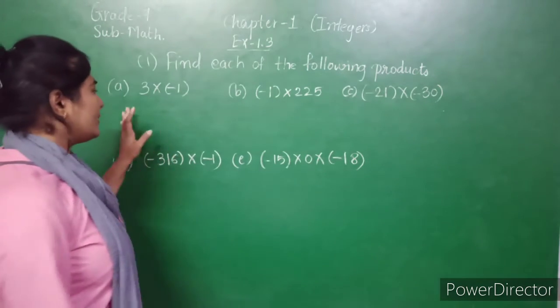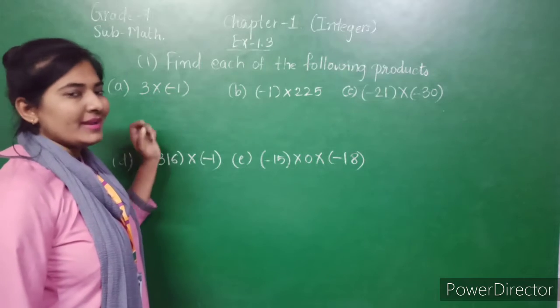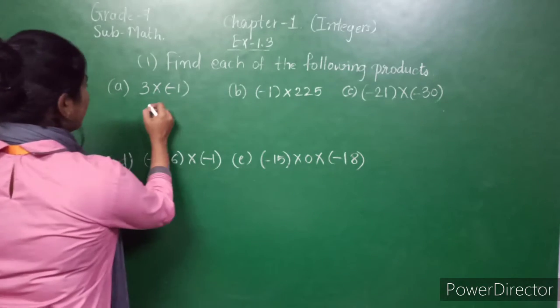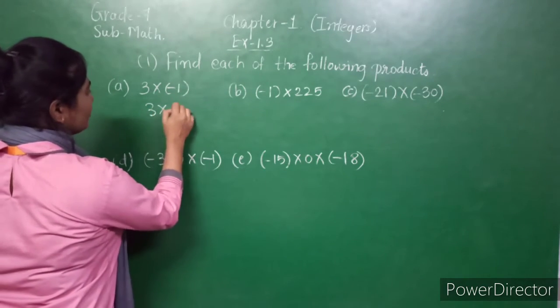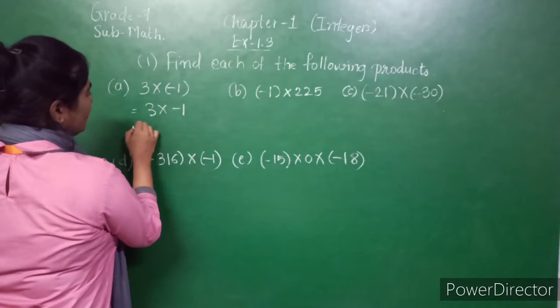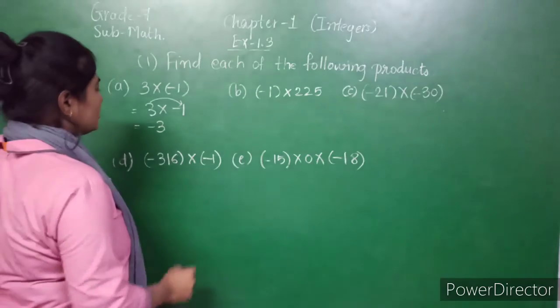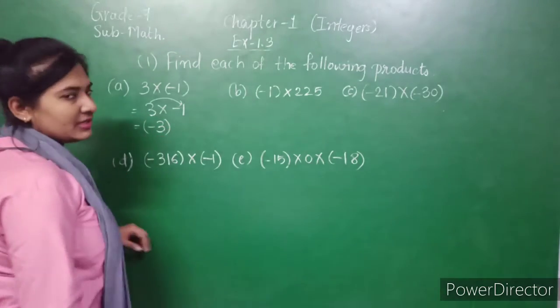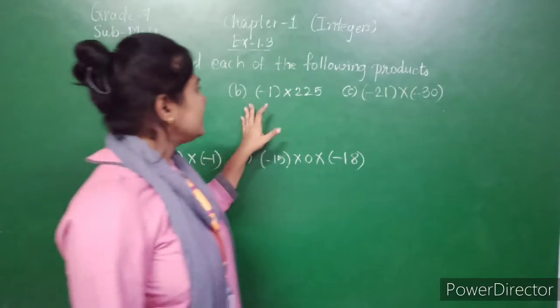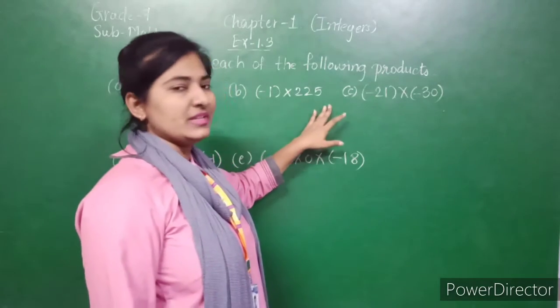Find each of the following products: 3 into minus 1. So here what we have to do, 3 into minus 1. So 3 ones are 3, and we have to put minus. So our answer is minus 3. Next is minus 1 into 225.